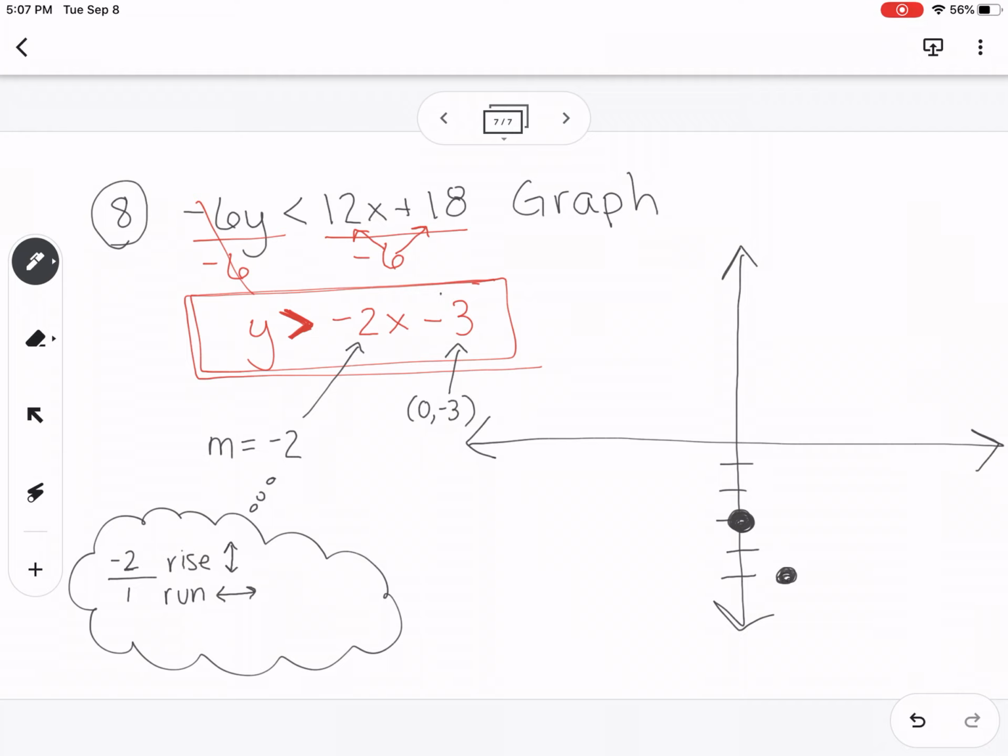And then I would repeat that. Down 2, right 1, down 2, right 1. You can also go the opposite direction, which is up 2 and left 1. And then you're going to connect the dots.